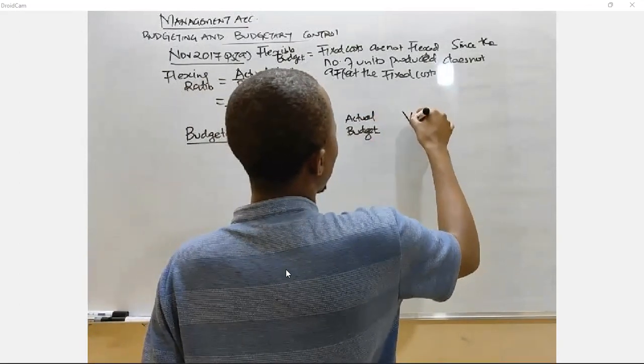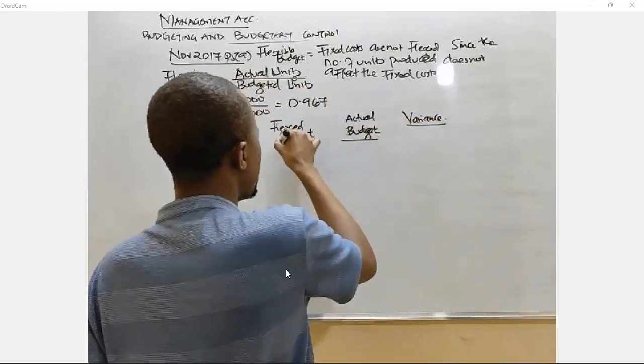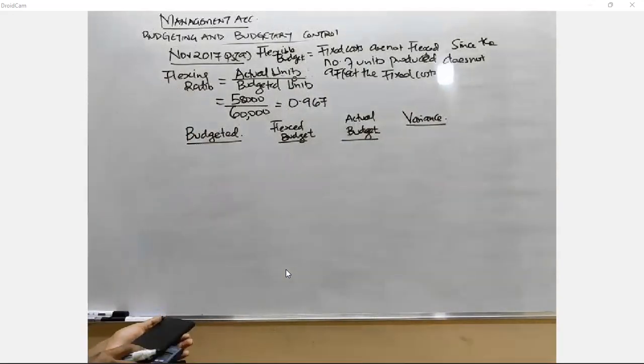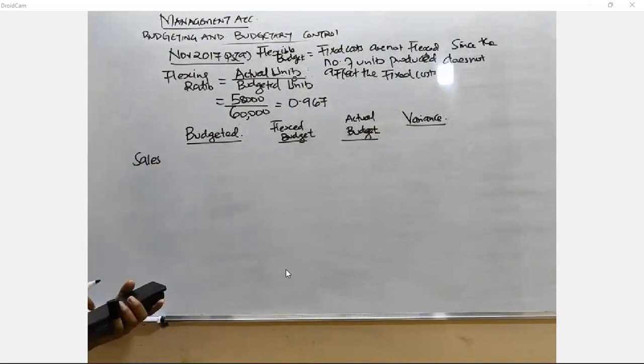Then we look at the variance. We shall do variance later on. We look at the variance there, and at the end. So when we start with the sales, for instance, we have already been given our sales here.